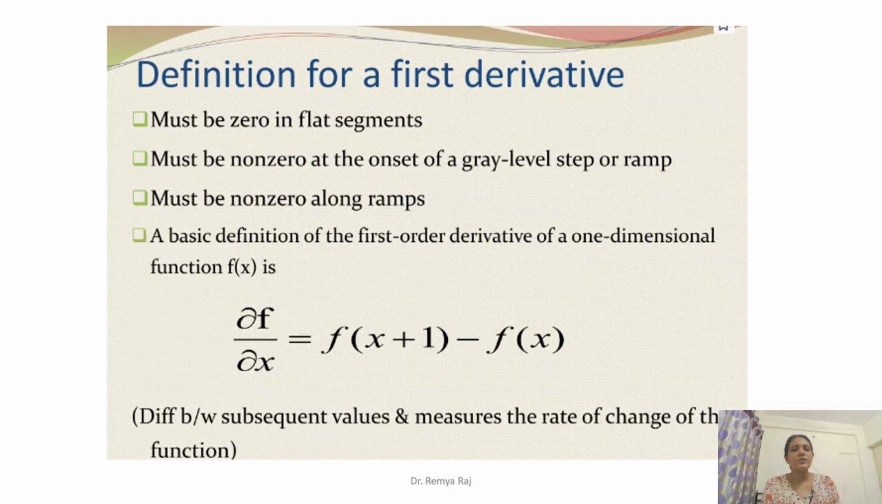So the basic definition of the first order derivative of a one-dimensional function is given by ∂f/∂x = f(x+1) - f(x). This is the basic definition for a one-dimensional derivative function.